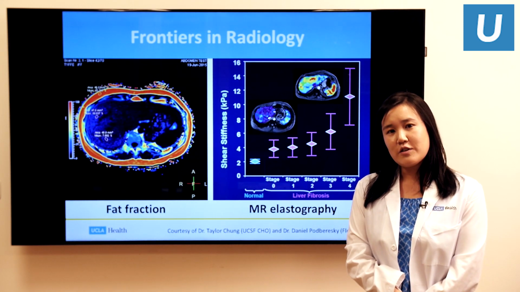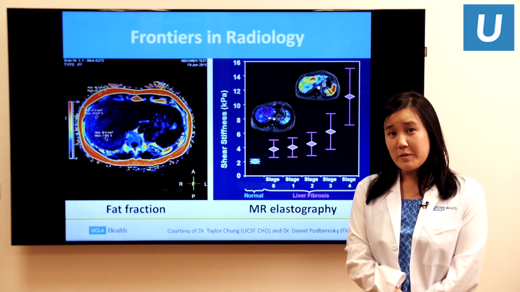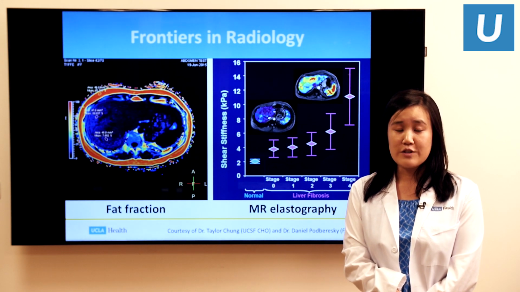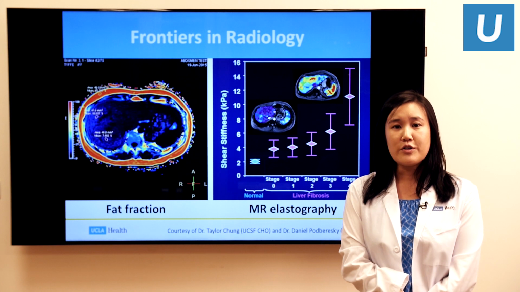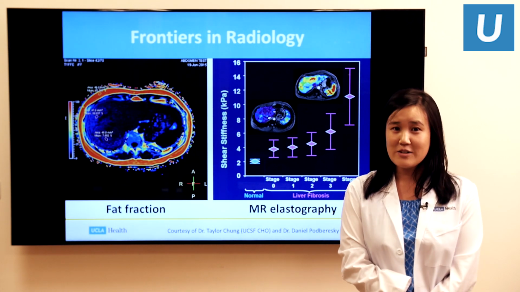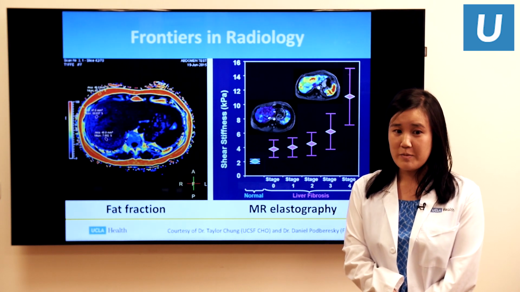Classically, the gold standard for diagnosis of fatty liver is liver biopsy, but this is an invasive procedure that requires general anesthesia for a patient, and so there is new research looking at ways to image the liver and get a diagnosis of fatty liver disease without a liver biopsy.